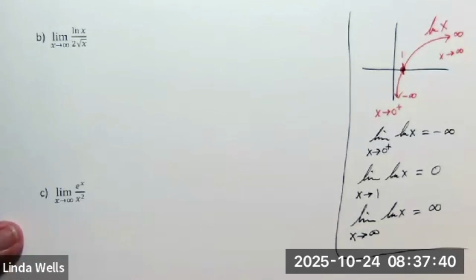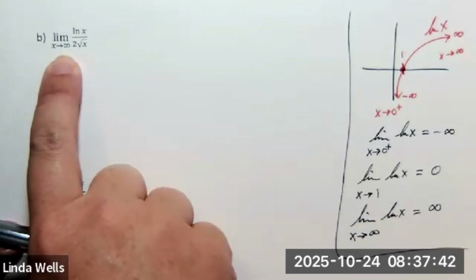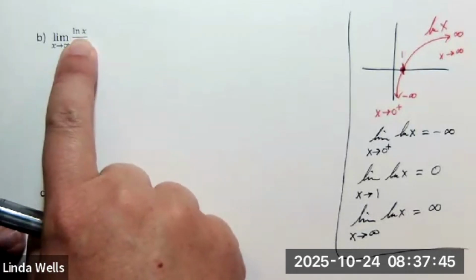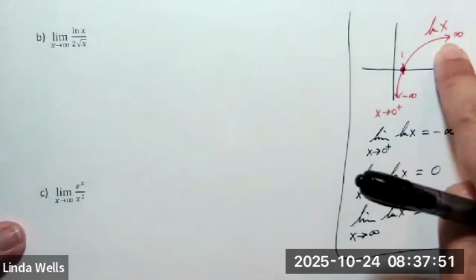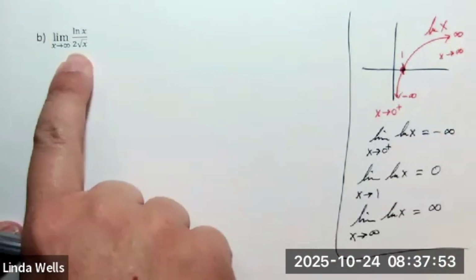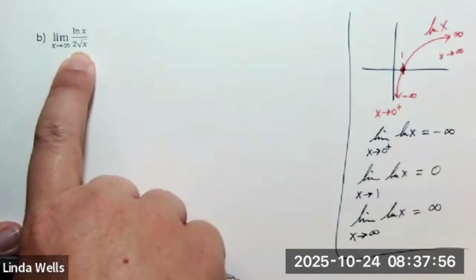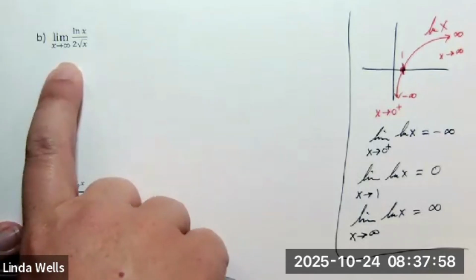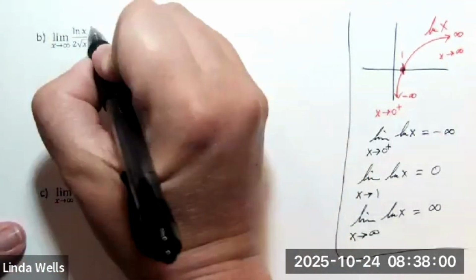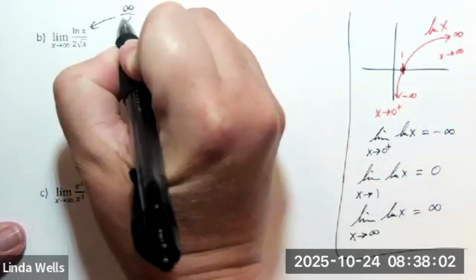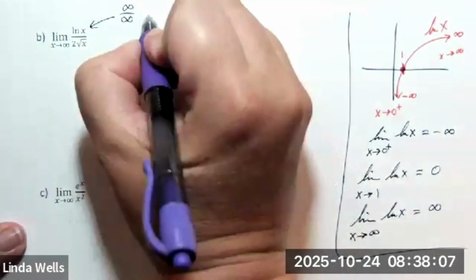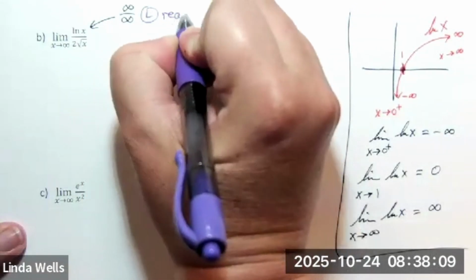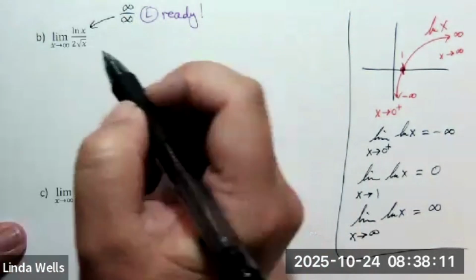All right, let's try this problem then. We're going to plug in infinity. So on top, ln of infinity is infinity, headed to the right, infinity. On the bottom, this is square root of infinity, infinity times 2. So what did we get? Exactly. What's infinity over infinity mean for us? L'Hopital ready, good. So let's apply L'Hopital.